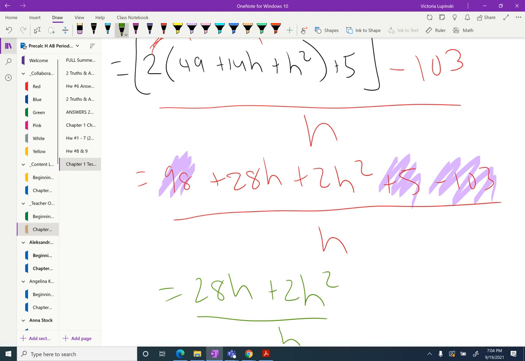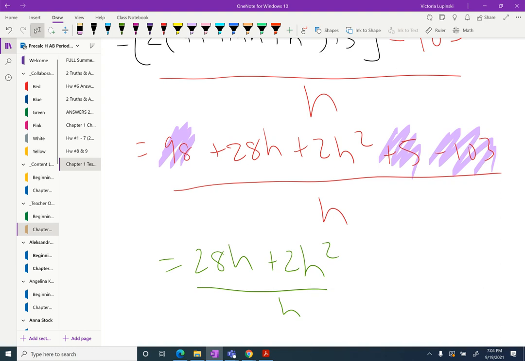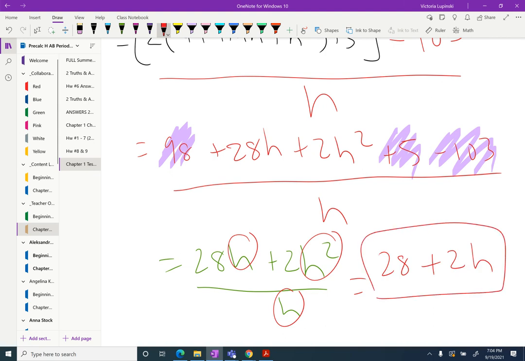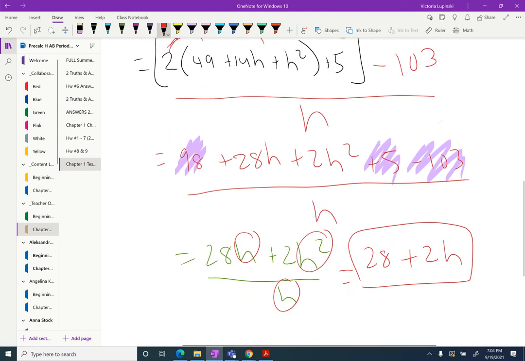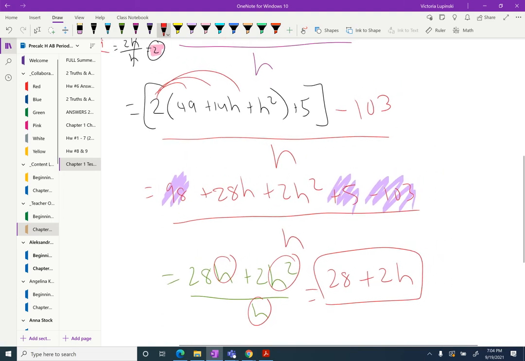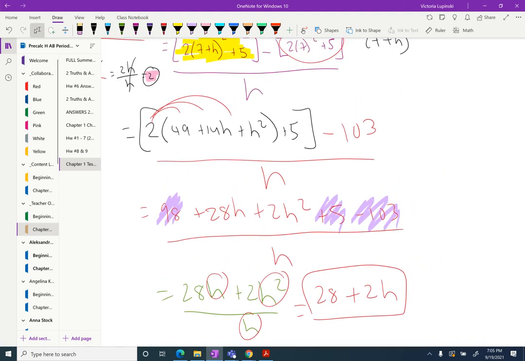So now you have 28h plus 2h squared. You can now go ahead and reduce an h from each of these places. So if you reduce an h on the top, you get a 28 plus 2h, and that actually is your answer. You are not going to go any further than that. You're not going to set it equal to anything. You're not going to solve for anything. You're only going to go as far as you can, which in this case is 28 plus 2h. There eventually is a lot more that you can do with it, but for now, that's as far as you have to be able to go.